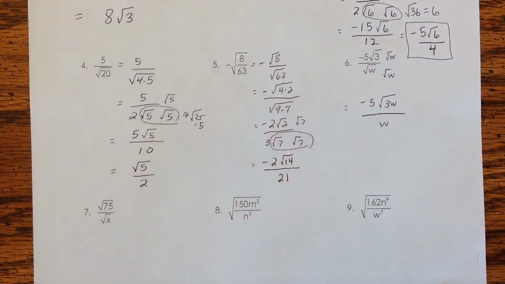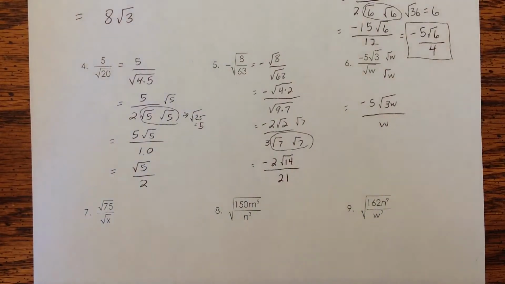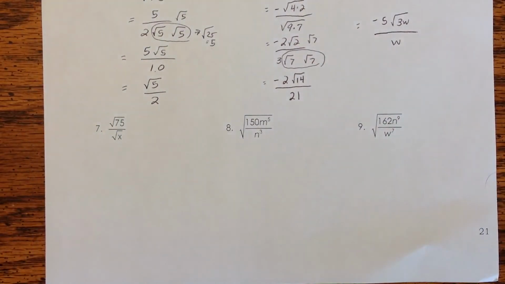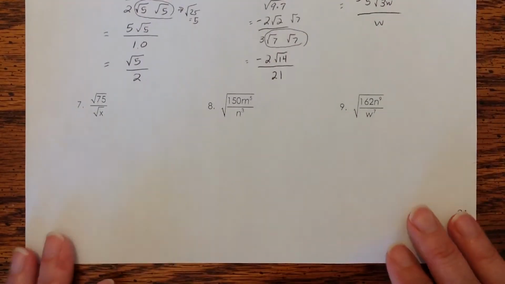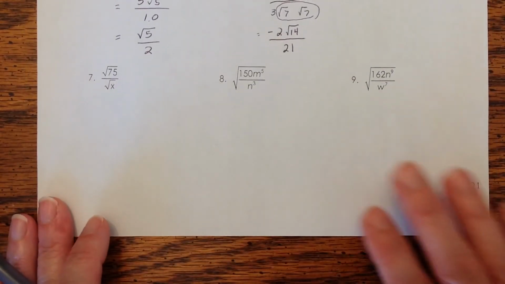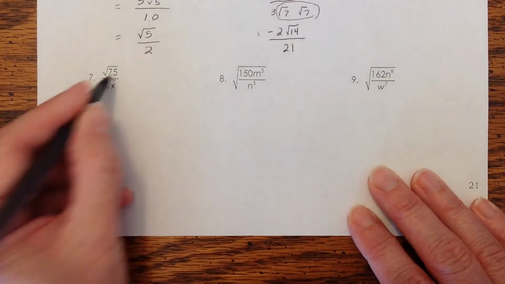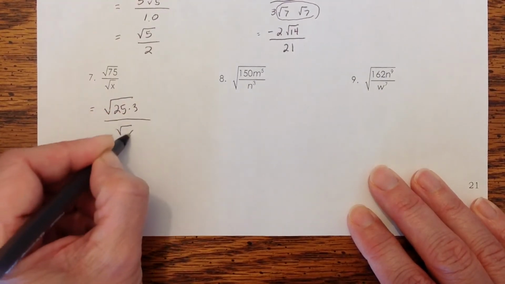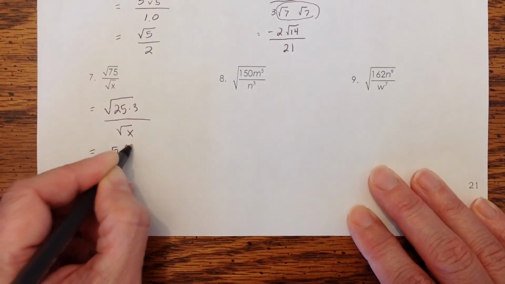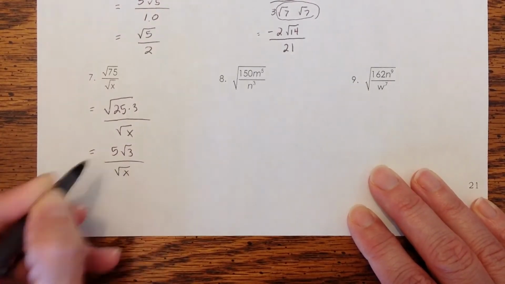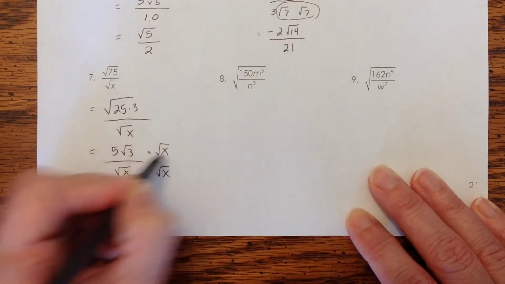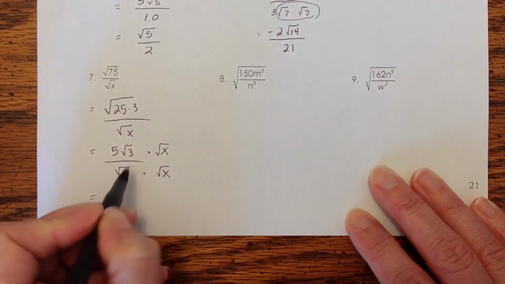7, you may think the only thing you have to do on problem 7 is to clear out the square root of x, but the square root of 75 also needs to be simplified. So we're going to say that this is the square root of 25 times 3 over the square root of x. So this is 5 square roots of 3 over the square root of x, and then what has to clear is the square root of x, so we multiply top and bottom by the square root of x.